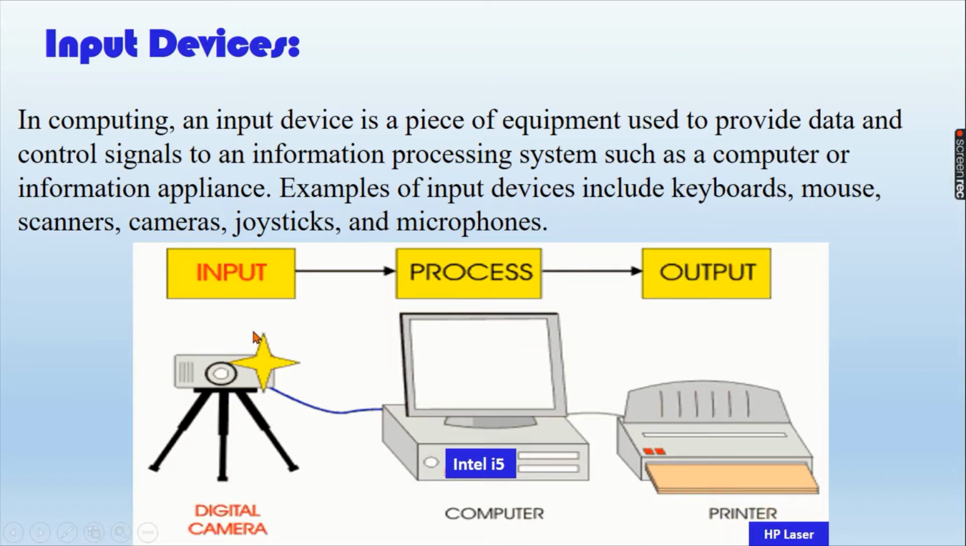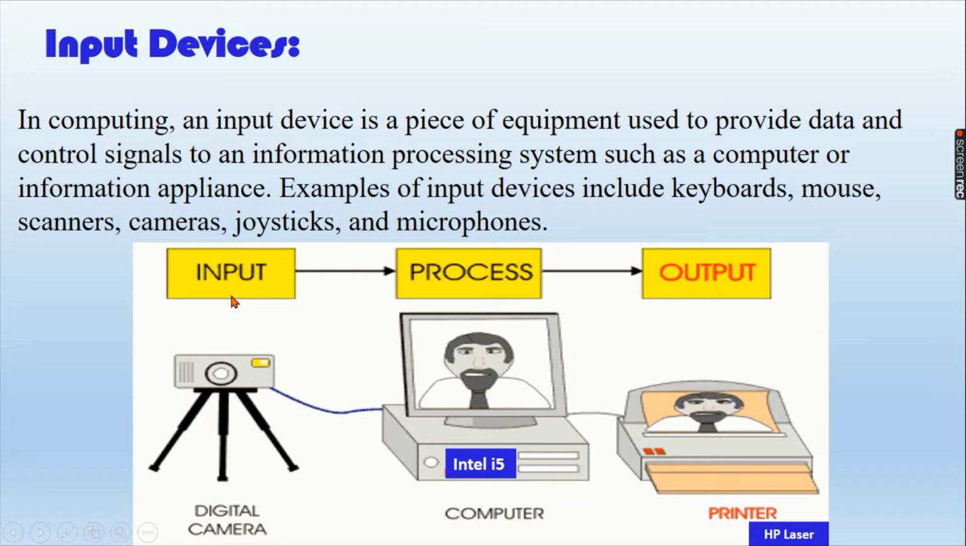As we can see in this picture, the computer is taking images through the digital camera. The digital camera is an input device, and it is sending images to the computer, and the computer sends those images to the printer for printing. As we can see, we have a laser printer, and the printer is printing those images. So the printer is an output device and the digital camera is an input device.